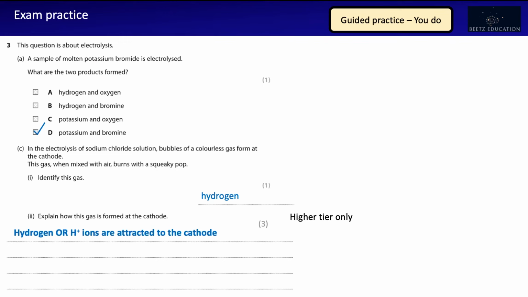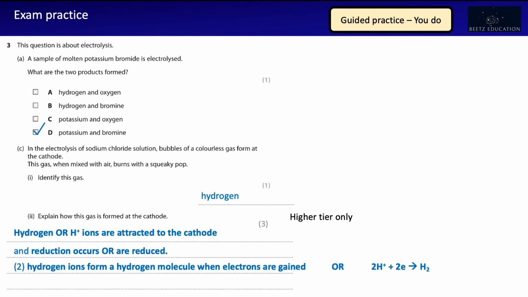a second mark for reference to reduction or those ions being reduced, and a third mark for reference to the hydrogen ions forming a molecule of hydrogen when electrons are gained, or having the correct half equation showing reduction occurring, i.e. 2 hydrogen ions gaining 2 electrons. You can include the little e minus if you wish, and our H2 hydrogen molecule being formed.